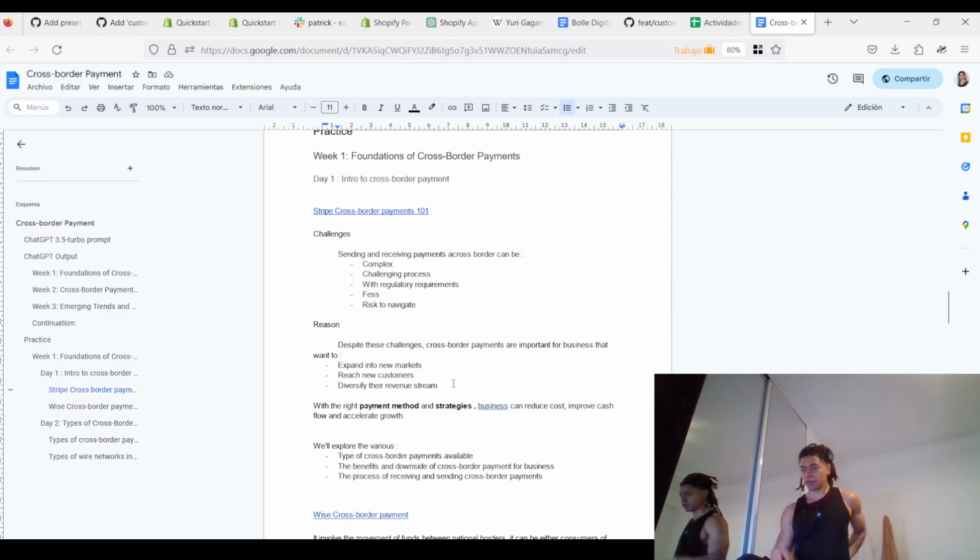So despite all the challenges involved in cross-border payments, it's important to mention that with the right payment methods and strategies, businesses can reduce costs, improve cash flow, and accelerate growth. And when you talk about growth, you have time to dedicate to other areas, to invest or do research and development, but you now have the time for doing that.